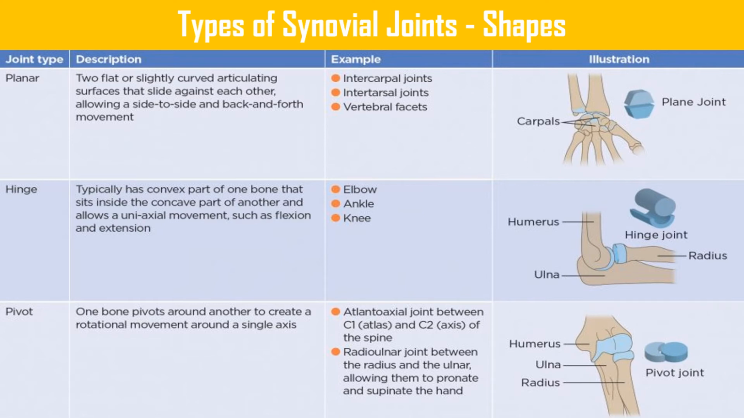Then we have pivot joints. One bone pivots around another to create a rotational movement around a single axis. Atlantoaxial joint between C1 atlas and C2 axis of the spine and radioulnar joint between the radius and the ulna, allowing them to pronate and supinate the hand.